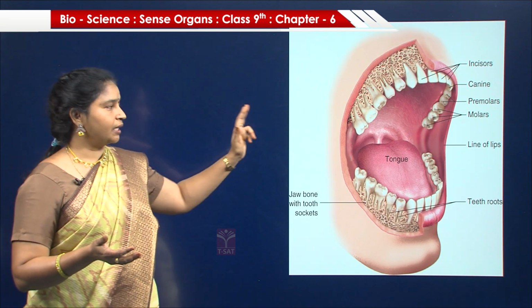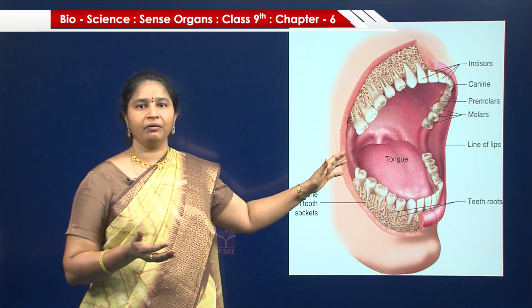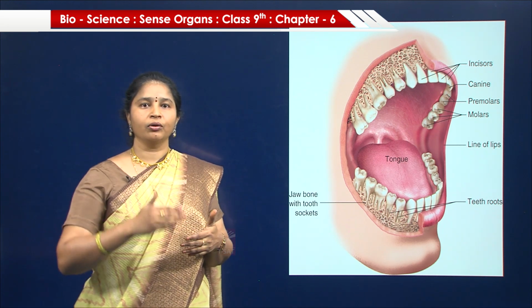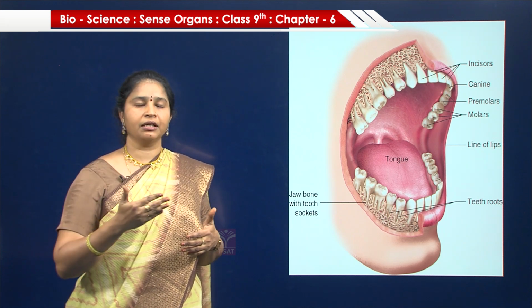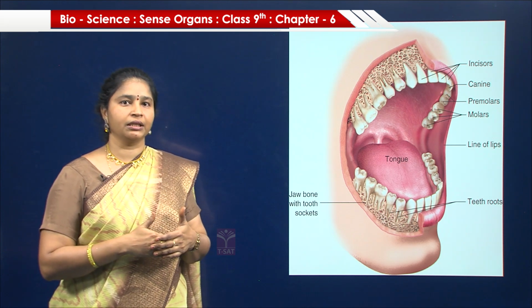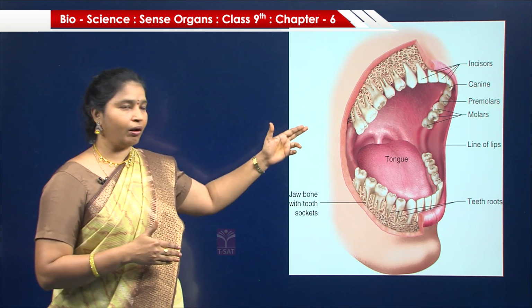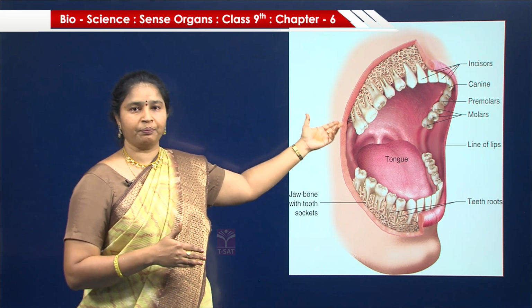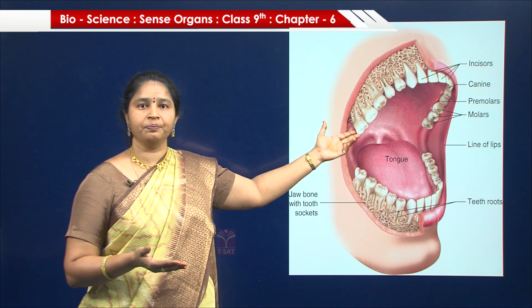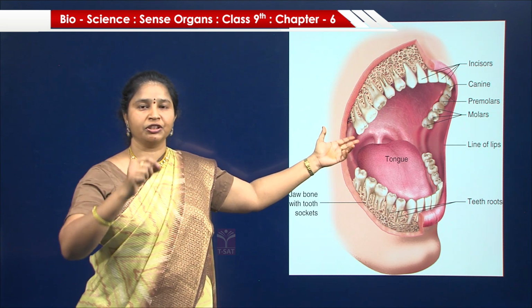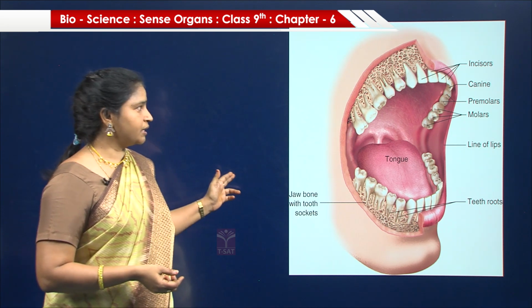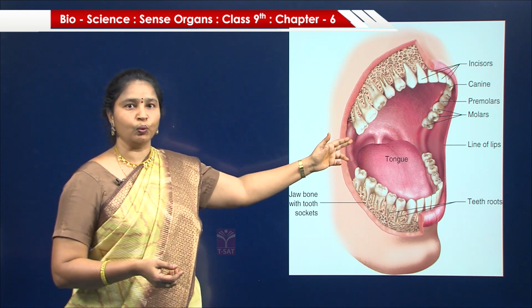See, these are the different teeth we have. In an adult, 32 teeth are there. In the upper jaw 16 teeth are present, and in the lower jaw 16 teeth are present. You can see, are they all the same in shape? No, they have different shapes. Why are they in different shapes? Based on their function, their shape is organized. So, let us see what these teeth do.